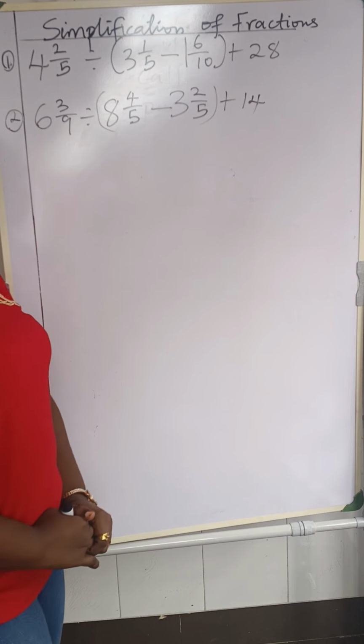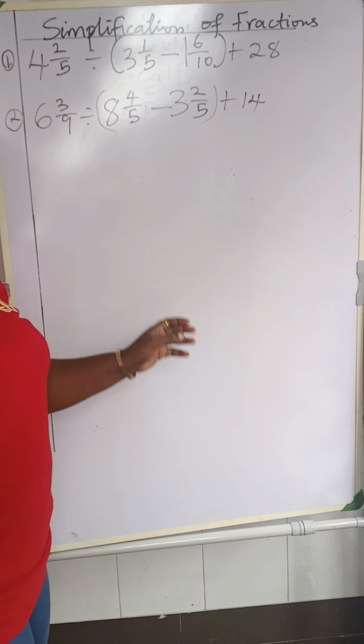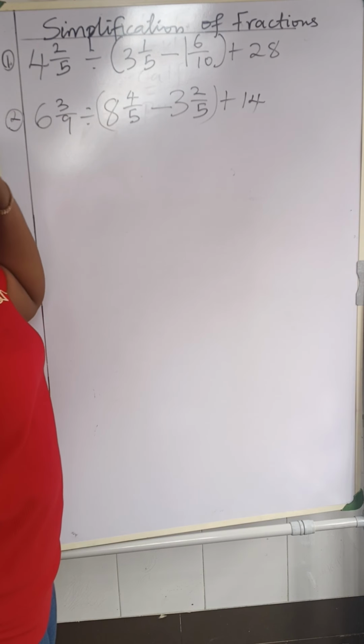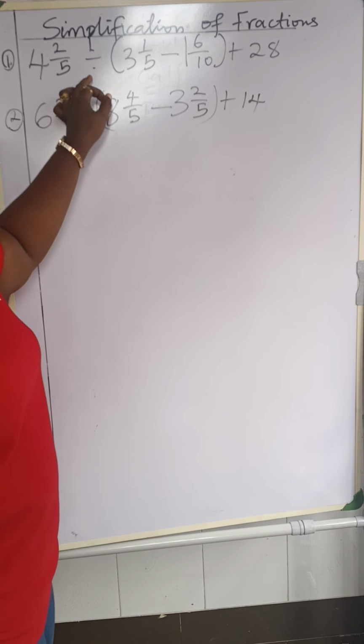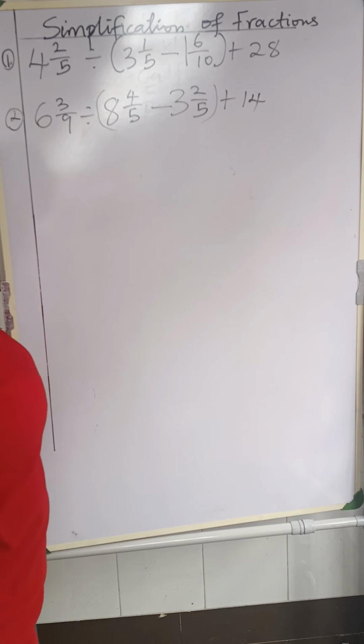We'll be looking at simplification of fractions. Now let's look at number one. You're seeing we'll have how many signs? They'll have division, take away, and then addition sign, right?